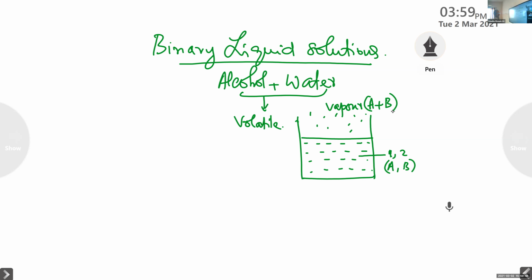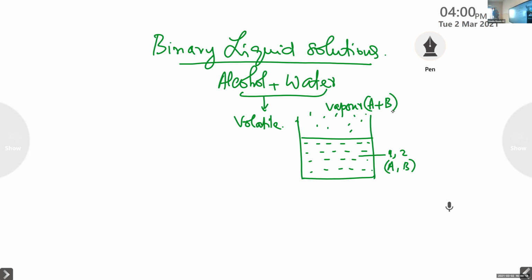Definitely in the vapor, both the liquids will be there, molecules of both the liquids. That vapor is also a mixture. But in the vapor, the more volatile liquid, that means the liquid with a lower boiling point, will be vaporized more and will have a higher proportion.